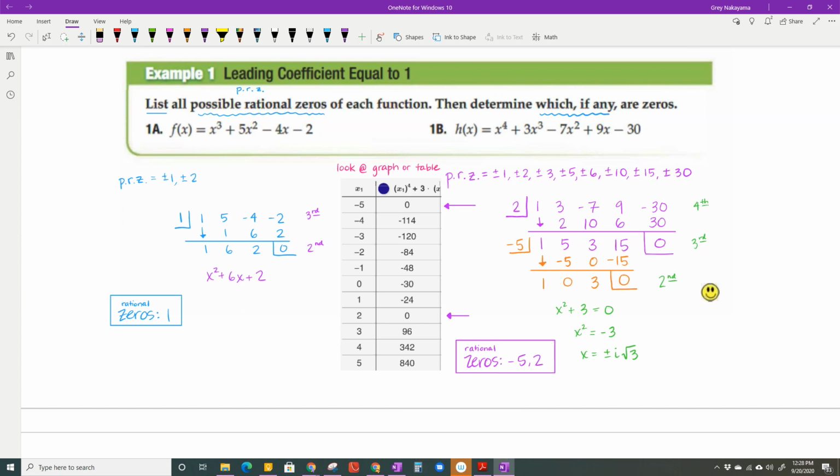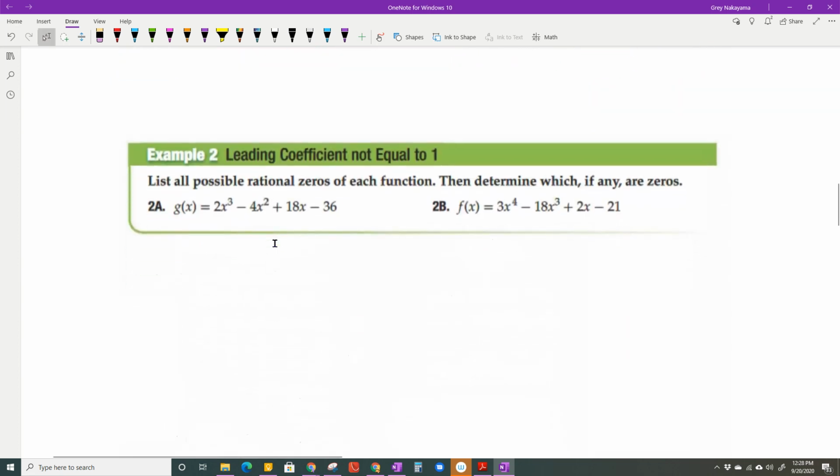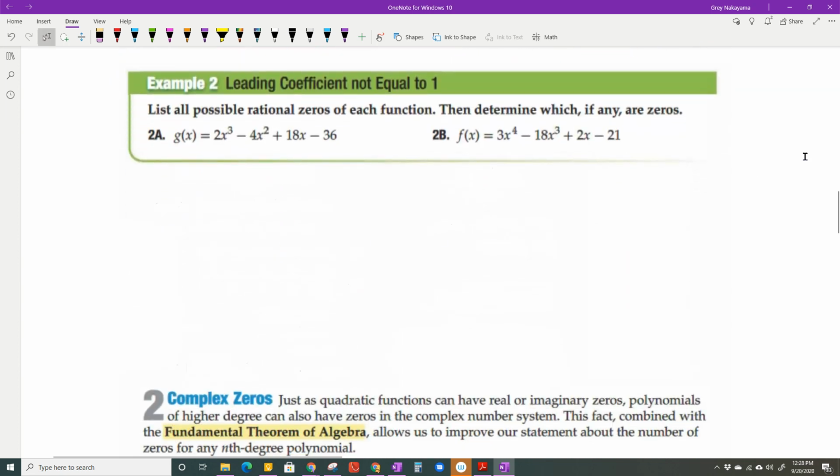Okay, so those were problems where we had our leading coefficient equal to 1. Now we're going to look at some problems where our leading coefficient is not equal to 1. Okay, so I have the same directions, y'all. List all the possible rational zeros of each function, then determine which, if any, are zeros. So 2a says g of x equals 2x cubed minus 4x squared plus 18x minus 36.